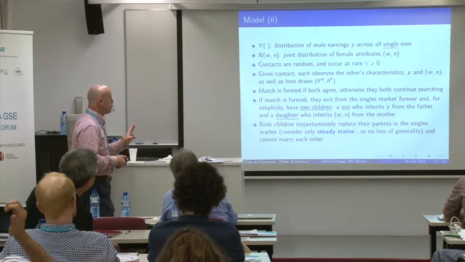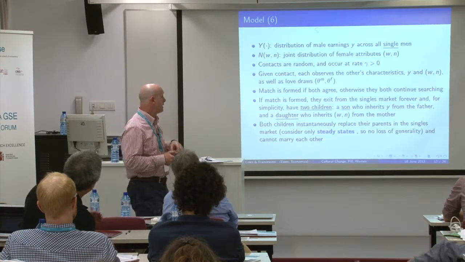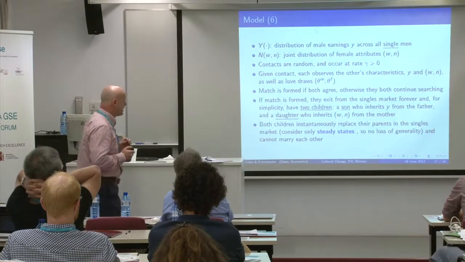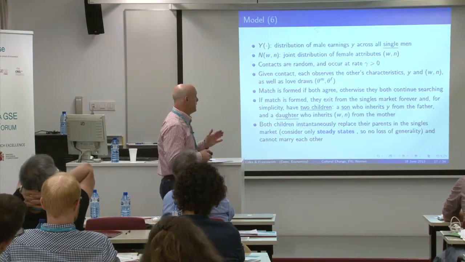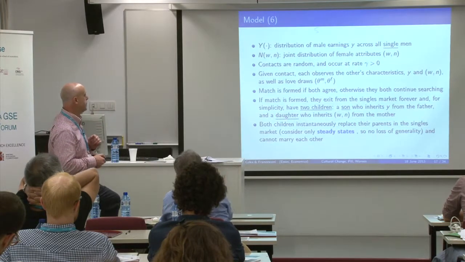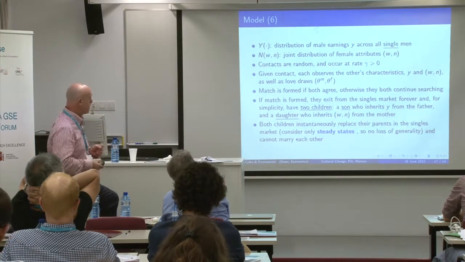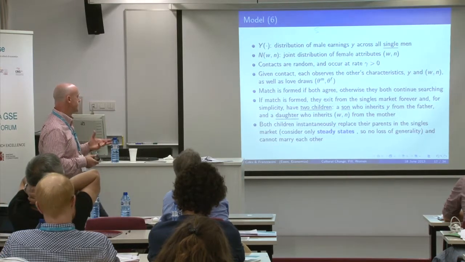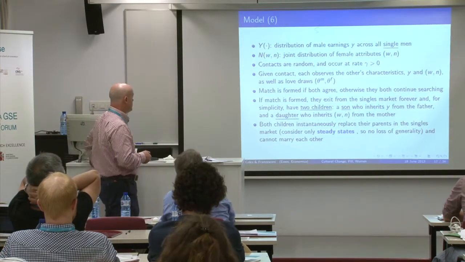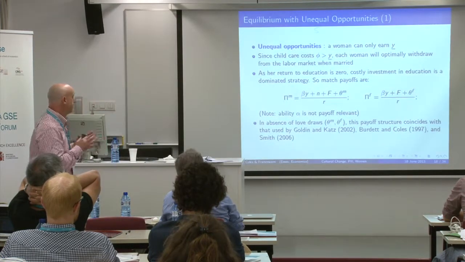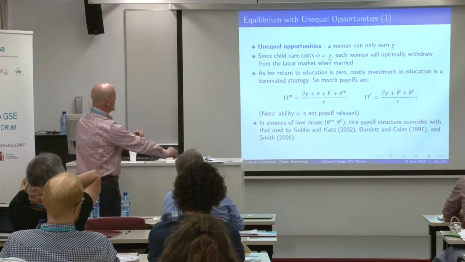If the match is formed, then they exit the singles market forever, and they immediately have two kids: a son who inherits the characteristics of the father, and a daughter who inherits the characteristics of the mom, and then there is immediate replacement. Because we are considering steady states, this is not really a big loss in generality. Now, here we are finally with the environments we're interested in.